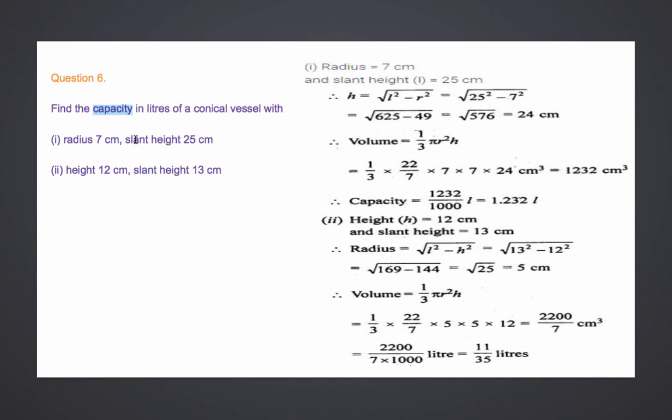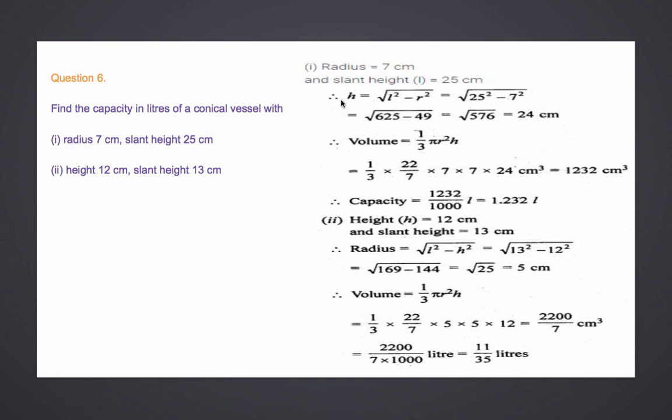So firstly I'll calculate volume for both the parts and then I'm supposed to just convert it into liters. Yesterday also you did it, to convert it into liters we divide the answer by 1000. So let's do that. Radius 7, slant height 25, H formula. Why am I calculating H? Yes, because capacity means volume, and the formula is 1 by 3 pi r square h. I don't need L slant height, but I need H.